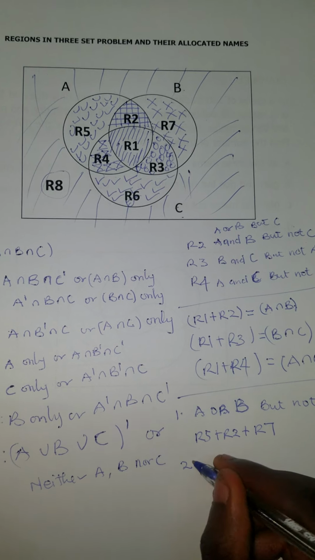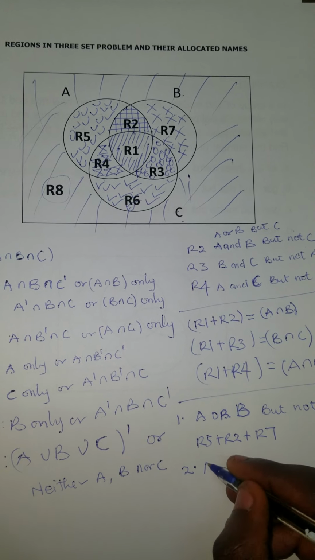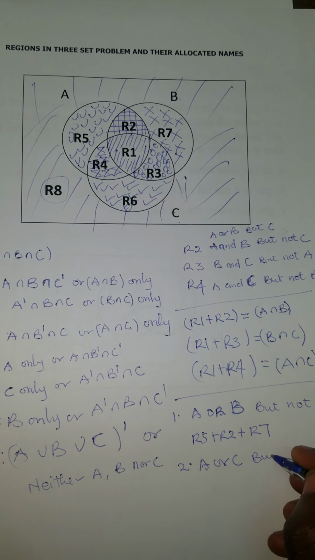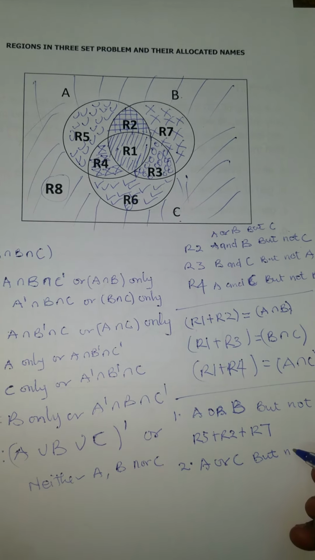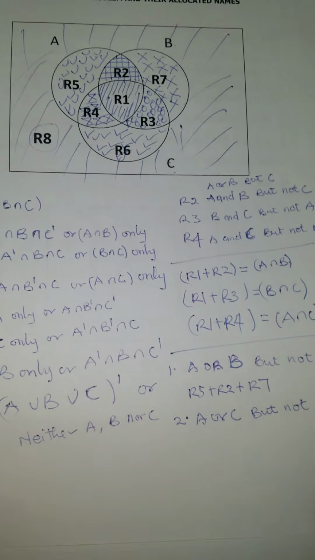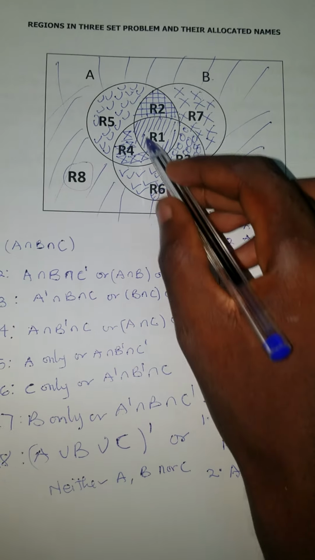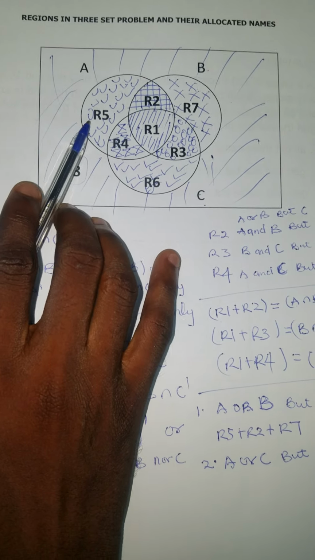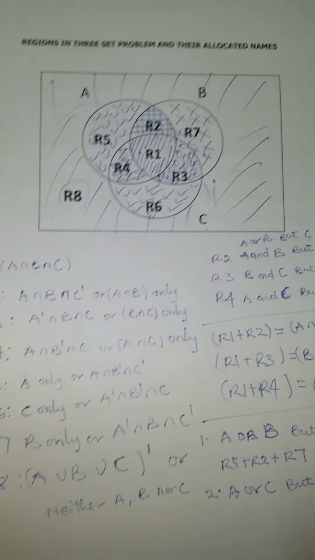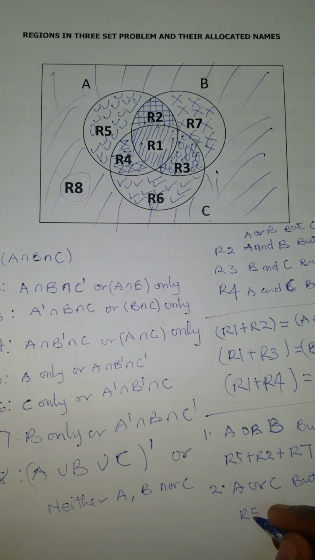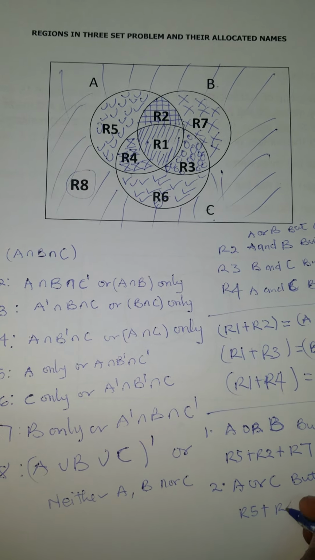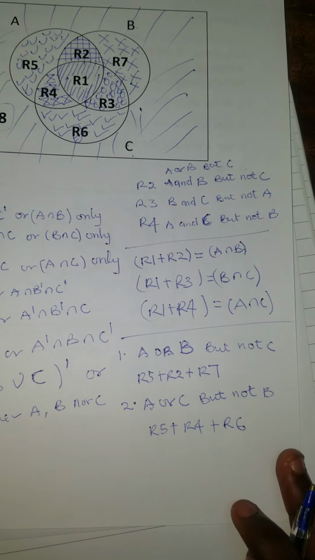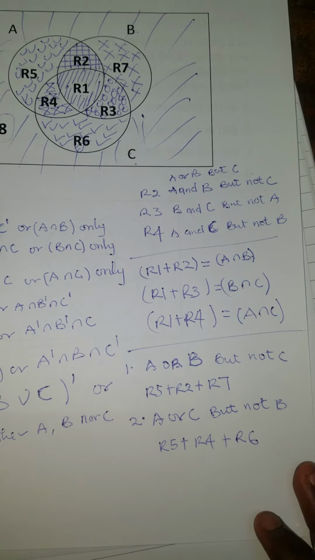Now, if you hear A or C, but not B, it means that you take the B region out. What is left is region what? 5, region 4, and region 6. So region 5 plus region 4 plus region 6. This is it. As simple as that.